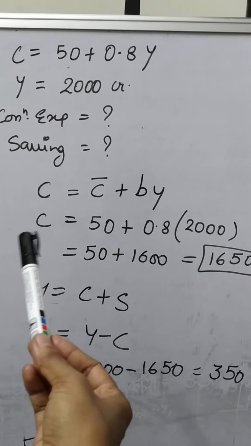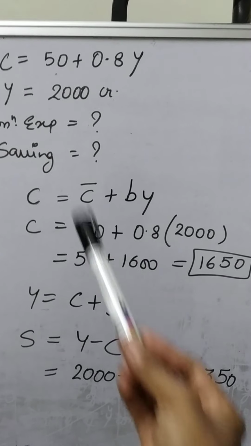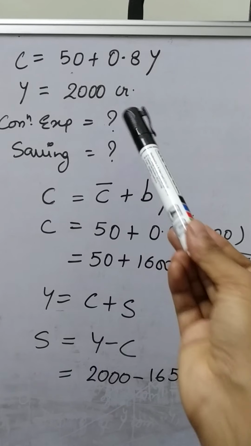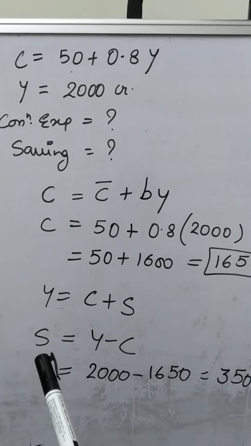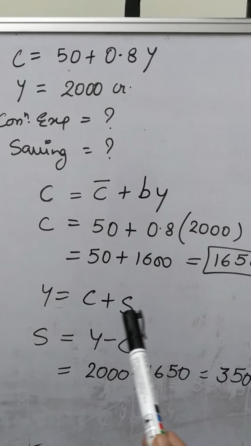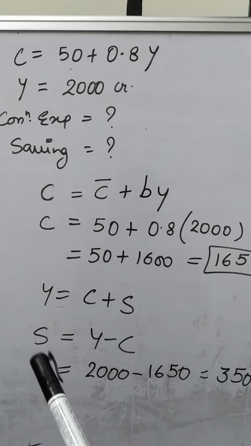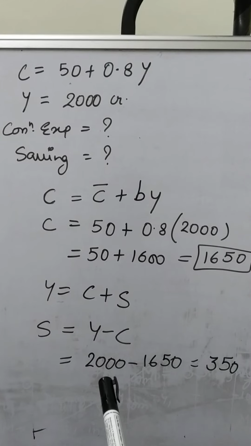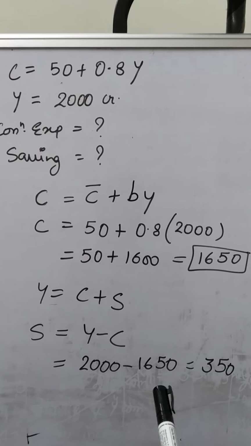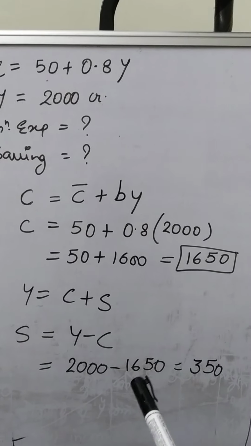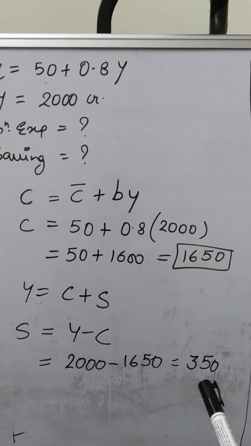Now what do you have? C you are having 1650, Y is already given in the question, rupees 2000. So saving we can calculate. This is your formula: Y equals C plus S. So if you want to find saving, then Y minus C gives you S. Y given in the question is rupees 2000, C right now we have calculated 1650. So your savings are 350.